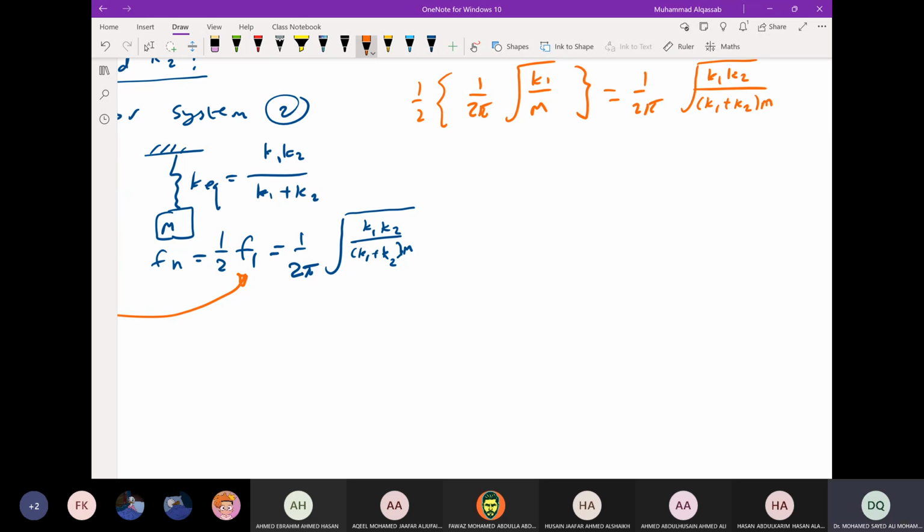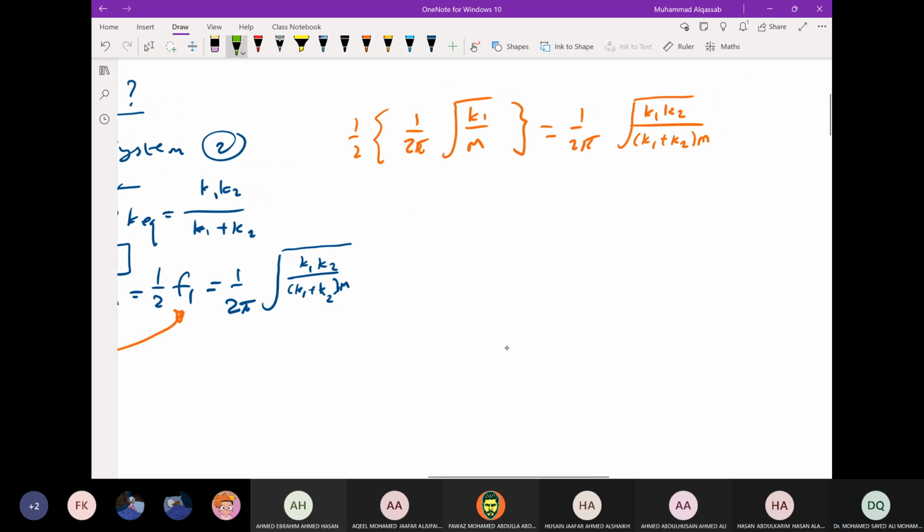Okay, you can simplify that. Square root of K1 over M will cancel out with square root of K over M here. You can see they cancel out. 2 pi and 2 pi cancel out. Then what you will have is 1 over 2 on the left hand side, and square root of K2 divided by K1 plus K2.